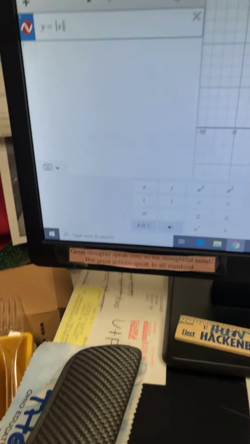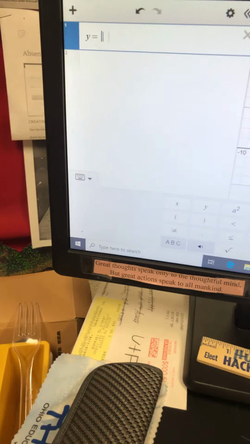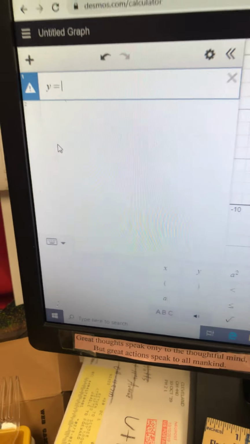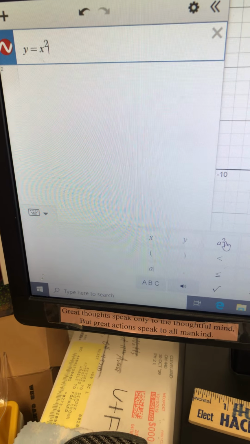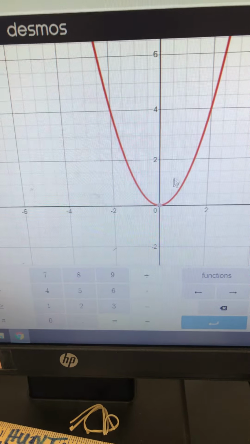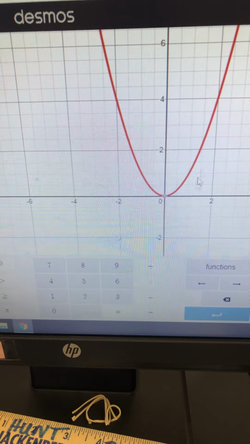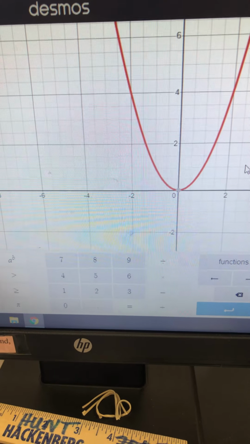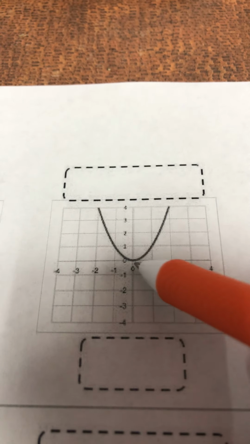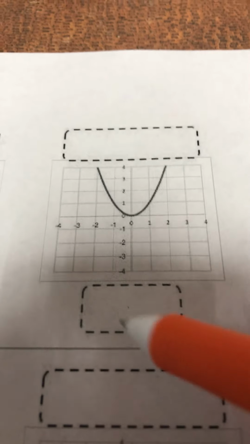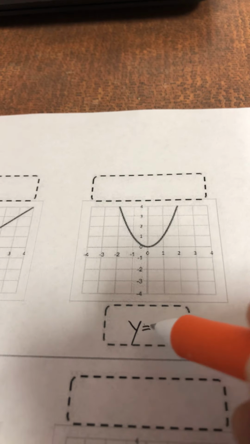Then if you want to use Desmos, I just backspace that and then do the x squared, and I'm going to do x and I'm going to square it. x squared is going to look like this. Okay. And so I'm going to look for the one on your paper that looks like that and put the y equals x squared. That one is right here, going to the origin. So y equals x squared is going to go right there.